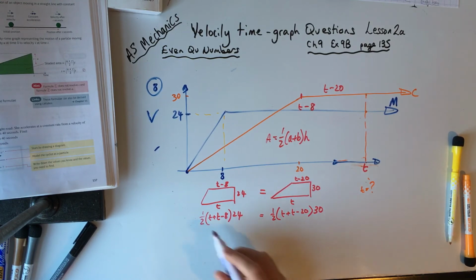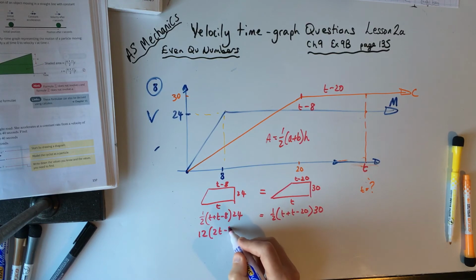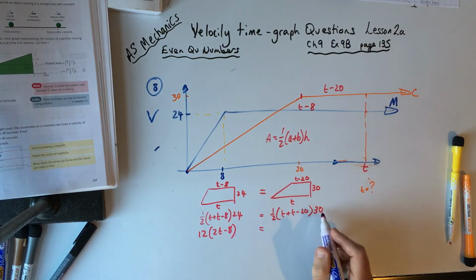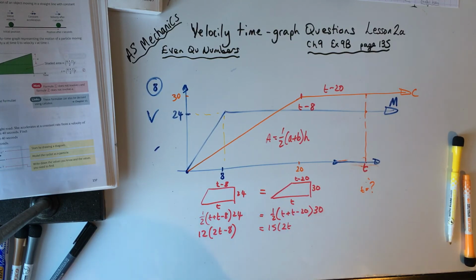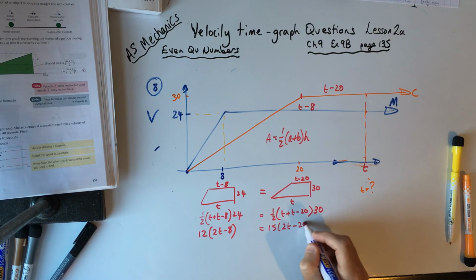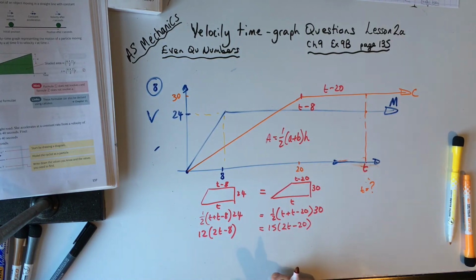Times 30. If I get rid of my half and my 24, so I've got the half and the 24 is 12 of 2t minus 8. I'm sure you're okay with me doing that. So that's 15 of 2t minus 20. Okay, so I'm up to that point now.